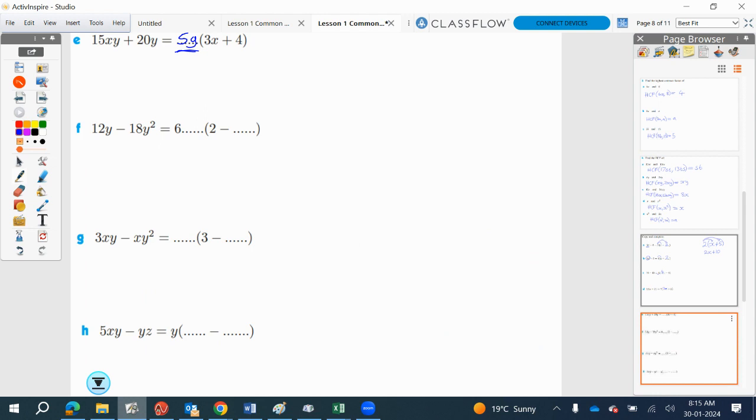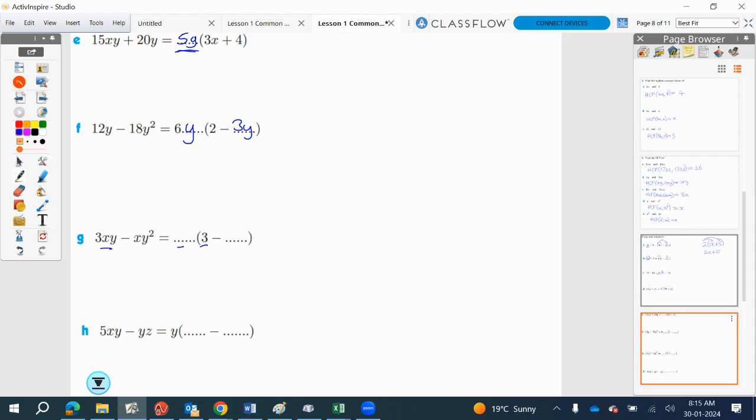All right. So, what do we multiply 2 by to get 12y? 6y. So this needs to be 6y. 6y times what will give 18y squared? Well, we're going to need a 3 and we're going to need a y. Next, we're looking at these ones.